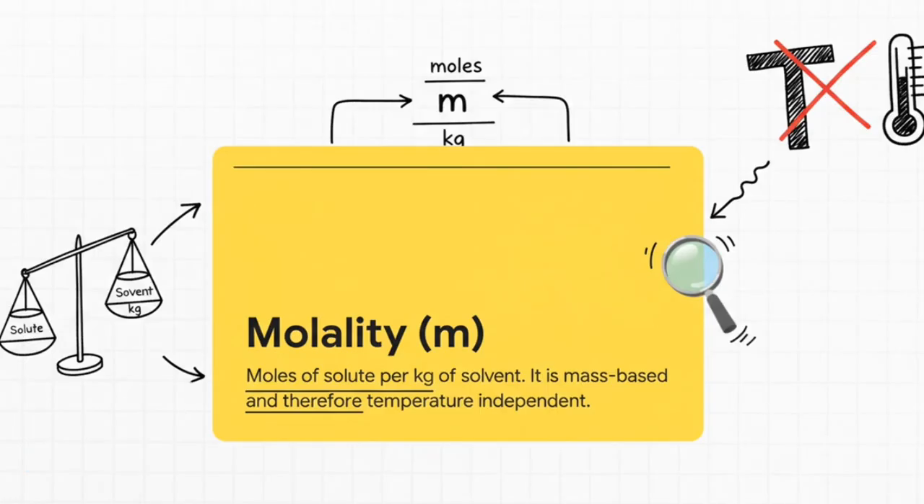All right, next up is its cousin, molality. This one's with a lowercase m. Now listen closely. This is moles of solute per kilogram of just the solvent. See the difference there? It's all about mass, not volume, which means it's completely independent of temperature. It doesn't care if it's hot or cold.